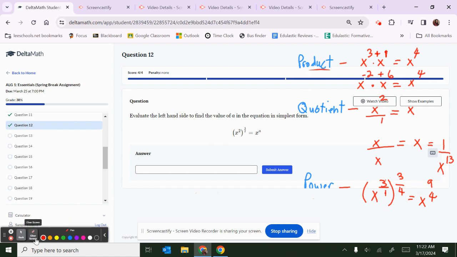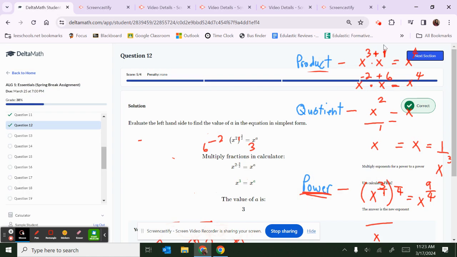I would need to use power rule, all right? Because again, I see an exponent on the inside and on the outside. So this 2 is the same as 2 over 1. Multiply the numerators, 2 times 3 is 6. Multiply the denominators, 1 times 2 is 2. I can simplify 6 and 2 by dividing each of them by 2. So 6 divided by 2 is 3. 2 divided by 2 is 1. So my answer for my exponent would be 3 over 1 or just 3.